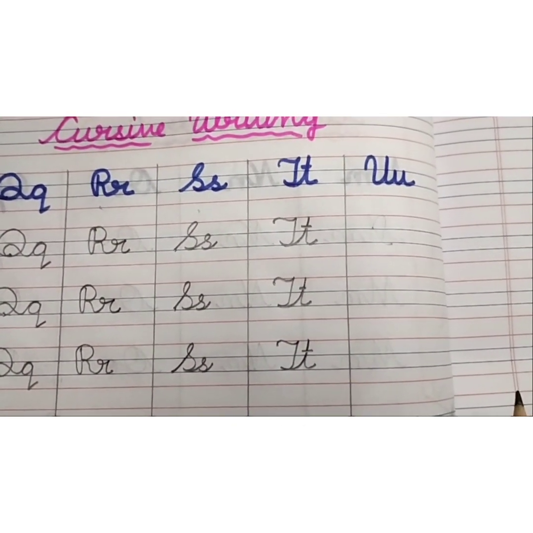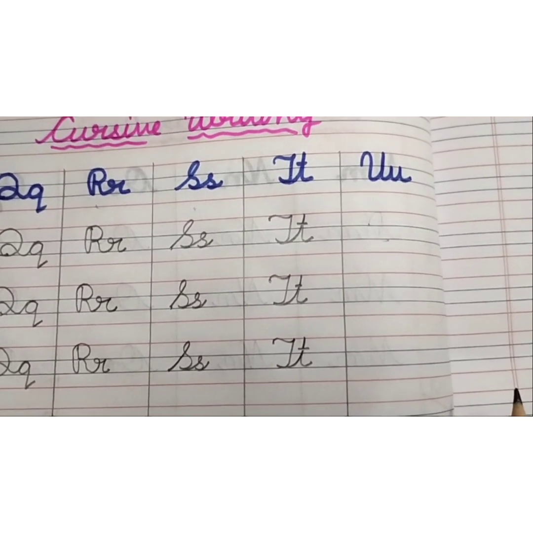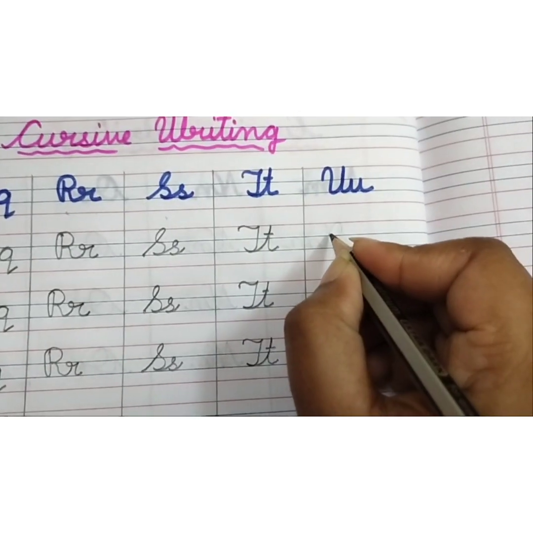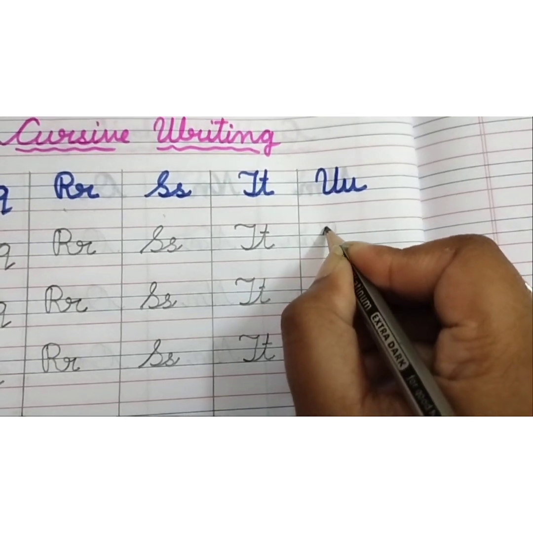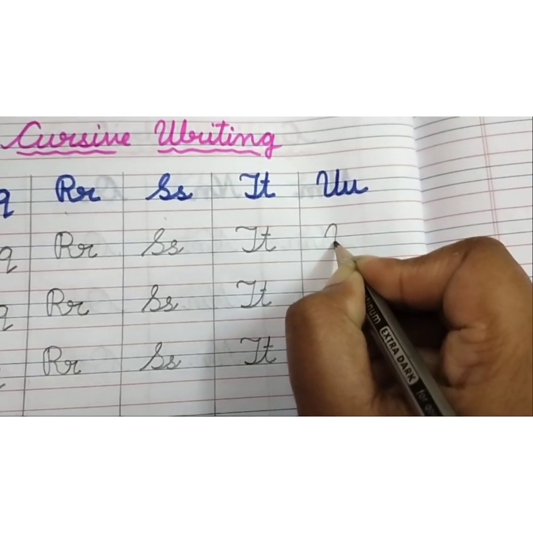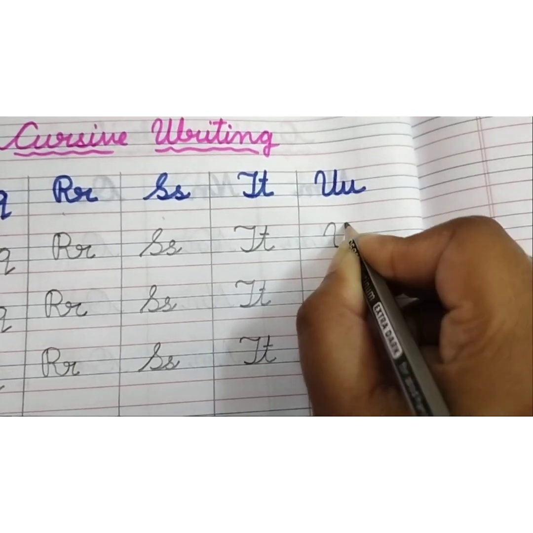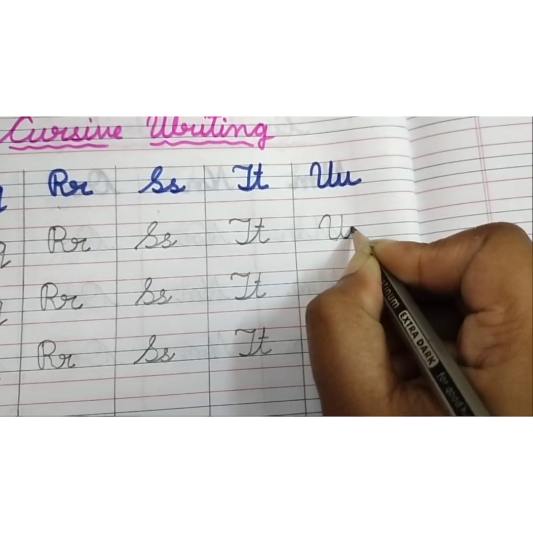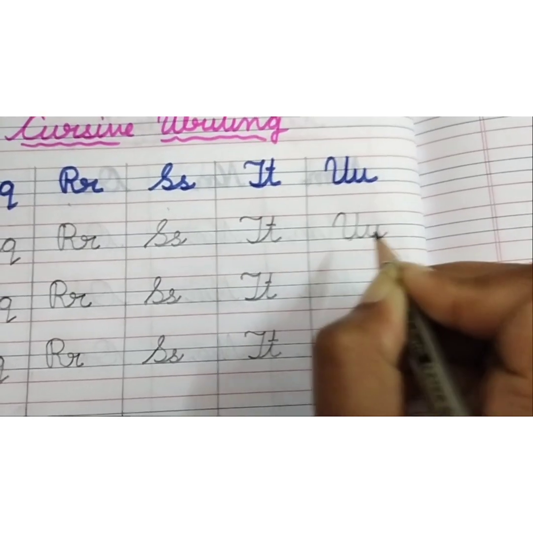Whenever you write, if your writing goes out of the line, you should erase and you should write it again. Okay? Now again I am showing you. This is our starting point. From here we will go up to the red line. Then we will come down to the third blue line. Then again we will go up to the red line. Then we will come down. We will join. And within these two blue lines we will write small letter U.